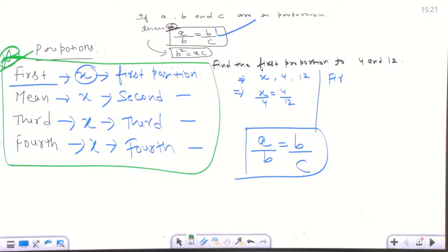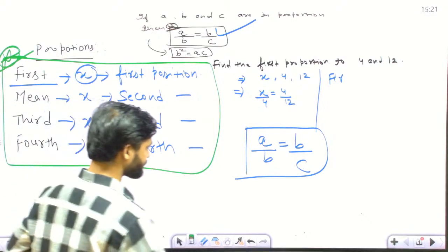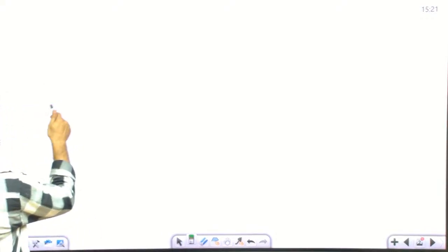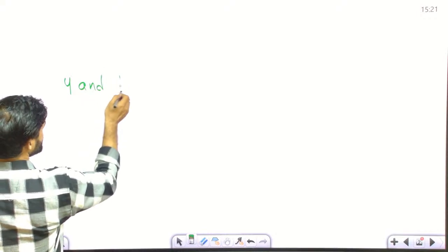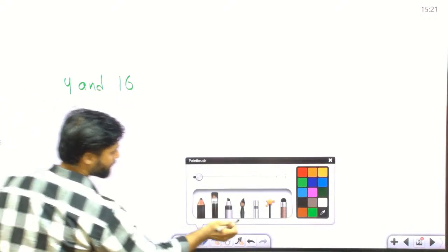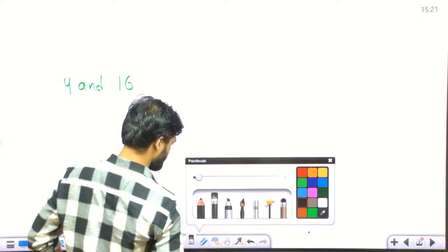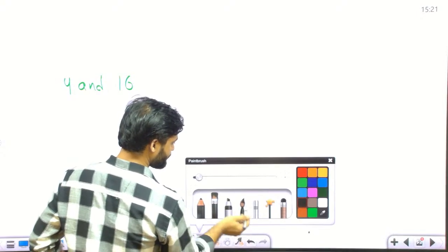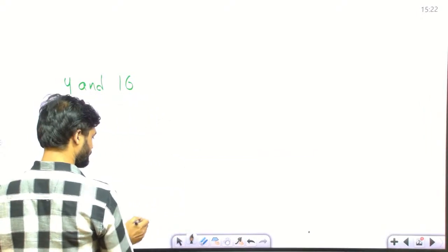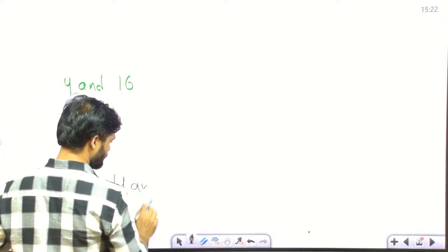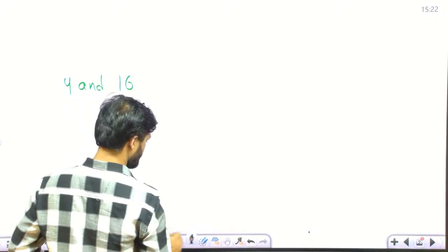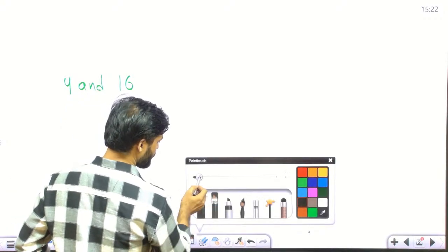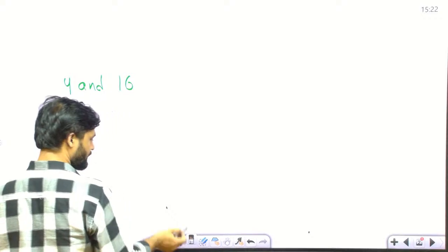Find the first proportion to 4 and 16. Hurry up. Find the first proportion to 4 and 16. What is the answer?